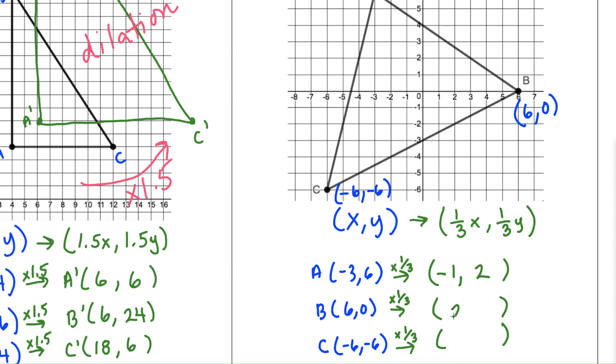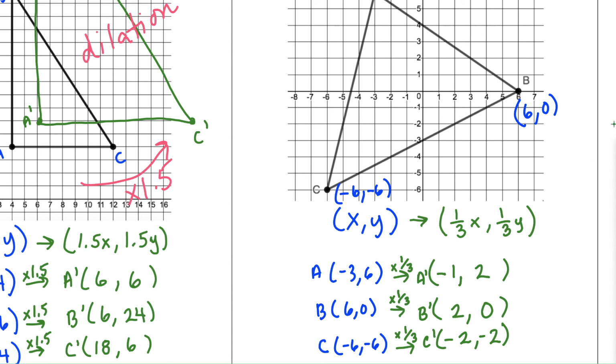So that's 2. And then 0 times anything was 0. Negative times a positive is a negative. 6 times 1 is 6 over 3 is 2. And it's the same thing. So I just need to label these A prime, B prime, C prime.